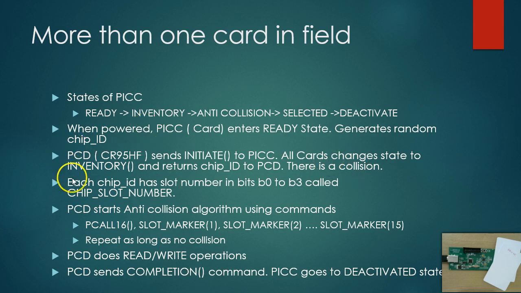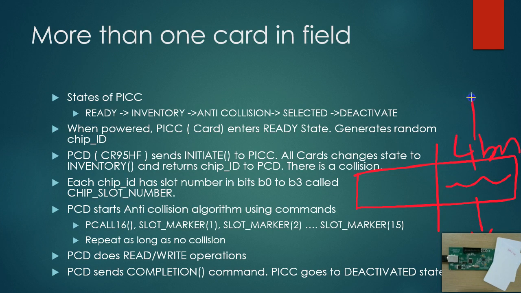That's what we saw. Now, exactly what I wanted to mention here: each chip ID, we thought the chip ID is a byte-size number. Each chip ID has the lower bits, B0 to B3, as the chip slot number. I would advise you to go back to the documentation. There's a very clear explanation there. So this field is called the slot number, and because this is 4 bits, the slot number can have a value from 0 to F, or 0 to 15.